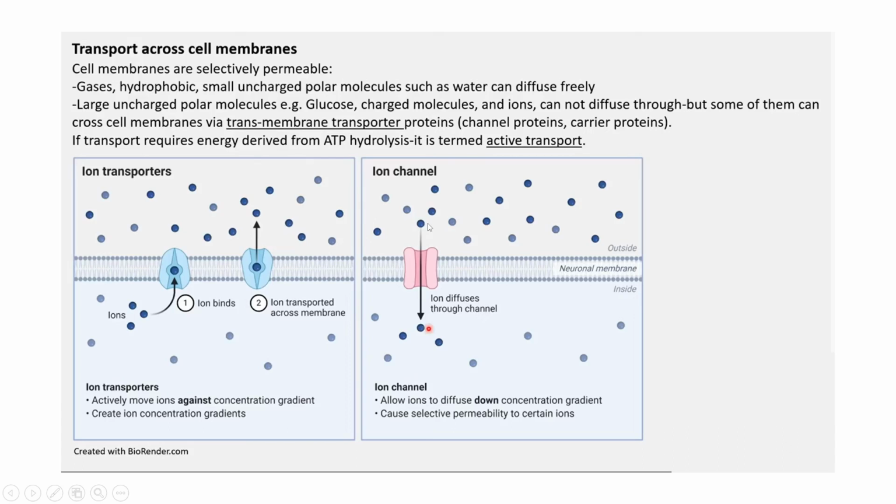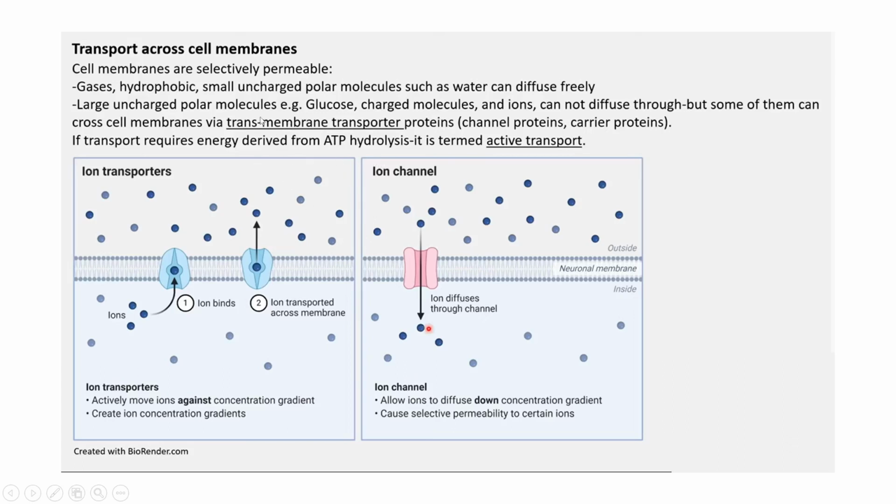So now when we talk about the plasma membrane, then we talk about the movement of certain molecules from the outside to the inside, as well as from inside to outside. So movement of molecules to and fro from the plasma membrane. You need to remember that certain gases, hydrophobic molecules, small uncharged polar molecules such as water can diffuse freely across the plasma membrane. It doesn't require any channels or transporter protein. It can diffuse freely across the plasma membrane.